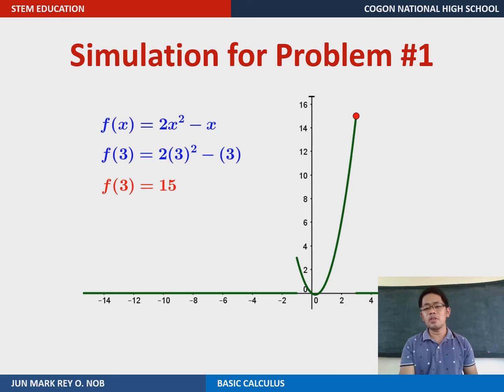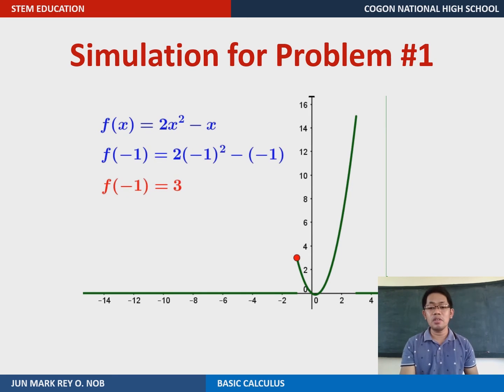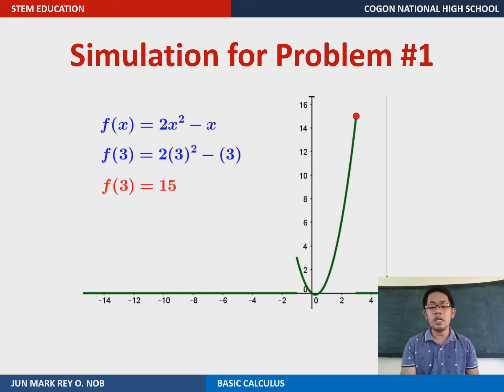Now, another way to solve this problem is through simulation, which I actually present now. So this is now the graph of the objective function, f of x equal to 2x squared minus x. And notice that the function attains its maximum value of 15 whenever x equal to 3.